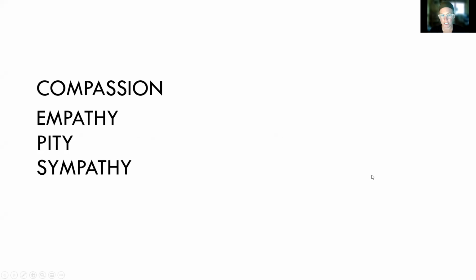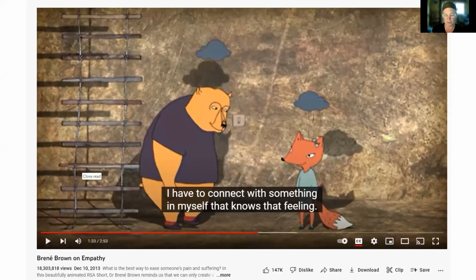We began just by going over these 4 words, which I had on the board, and we talked about the difference and the nuance between compassion versus empathy versus pity and sympathy. And we shared definitions of what we thought were the nuances between them.